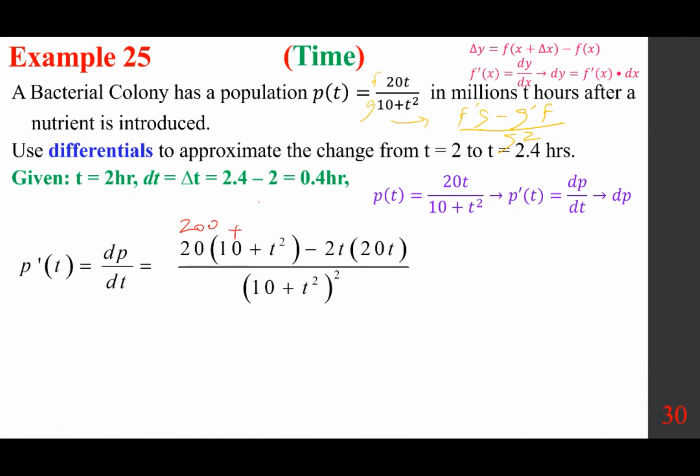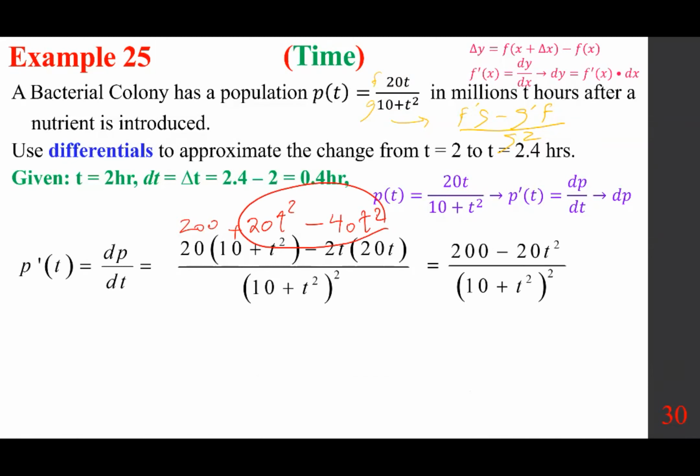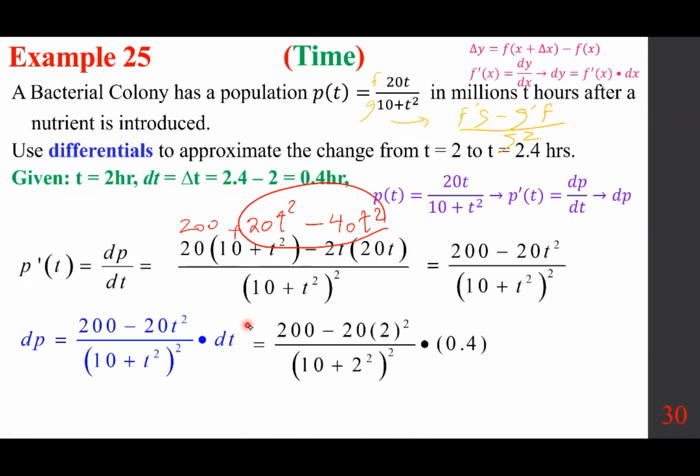200 plus 20t squared minus 40t squared. You can combine the two. This is your dP dt. Therefore, dP is the same thing times dt. And if you want to evaluate it, you're going to replace the t with 2 and dt with 0.4. We are going to do that.